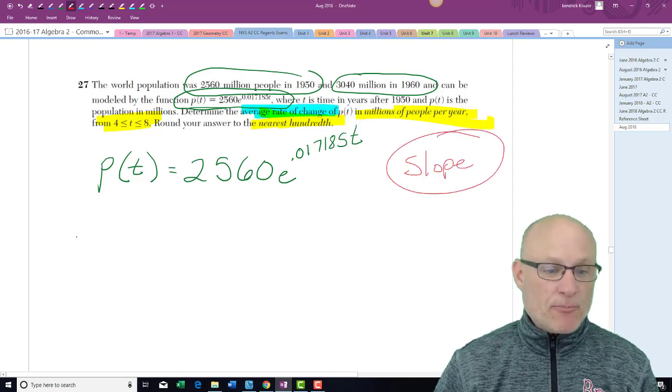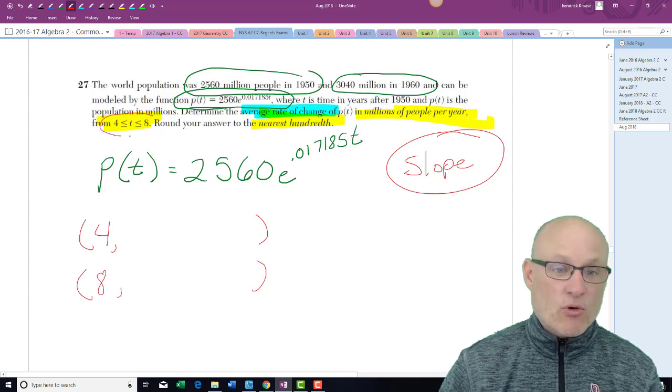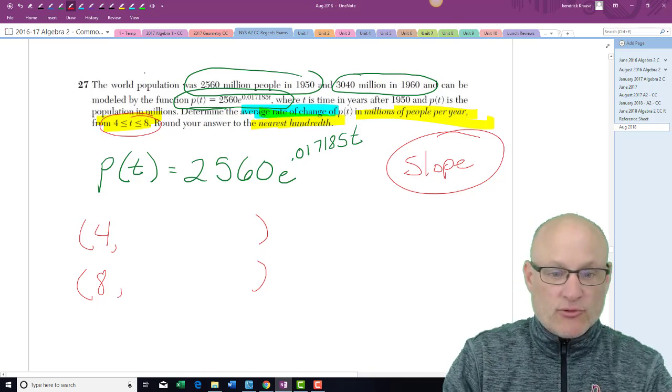Okay, so I'm going to plug in 4 and see what I get. Notice I'm not going to round the decimals. And then I'm going to plug in 8 and see what I get, because it says we have to go from 4 to 8. So I'm going to plug those in first.